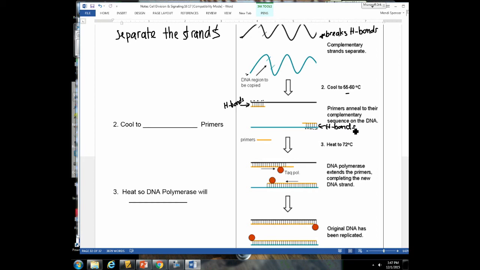Now, we have a name for this. We say that we cool to allow the primers to anneal. So it cools to anneal the primers. That means allows the primers to bind to the DNA. Now remember, DNA polymerase operates at high temperatures. It's not going to operate at 55 or 60 degrees Celsius.